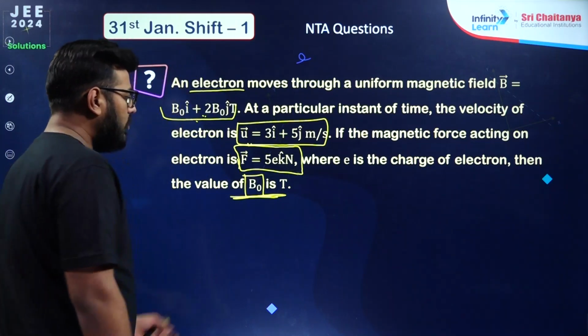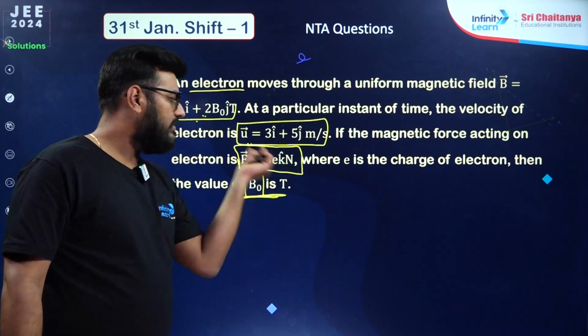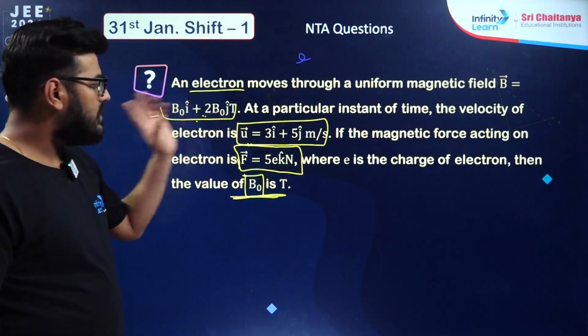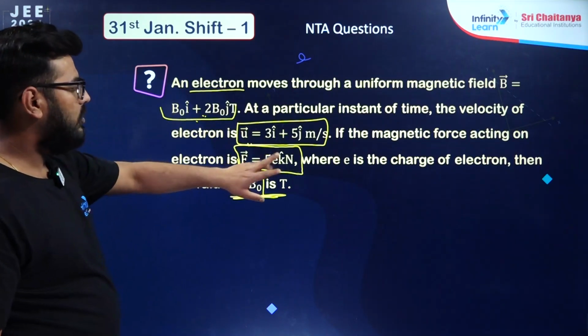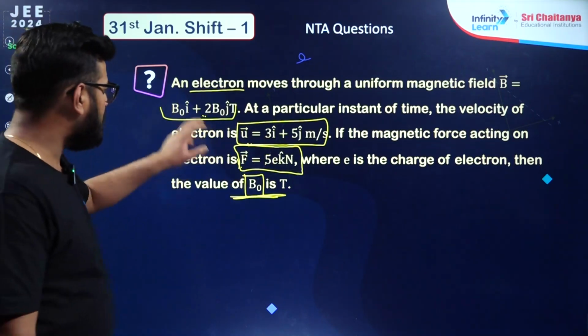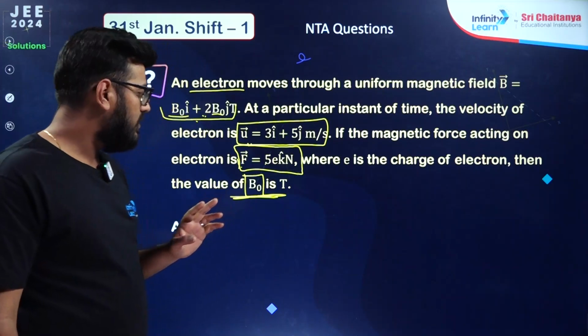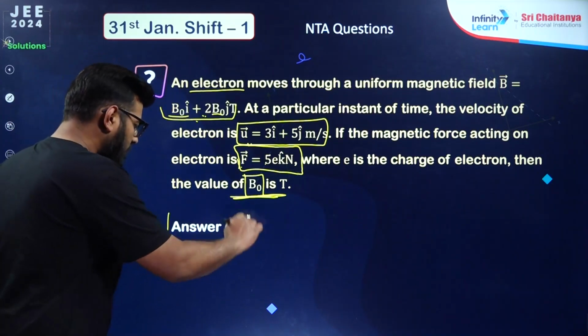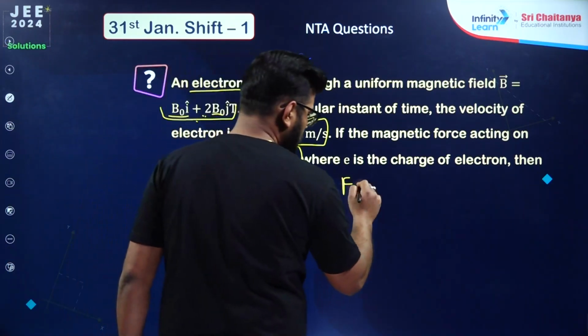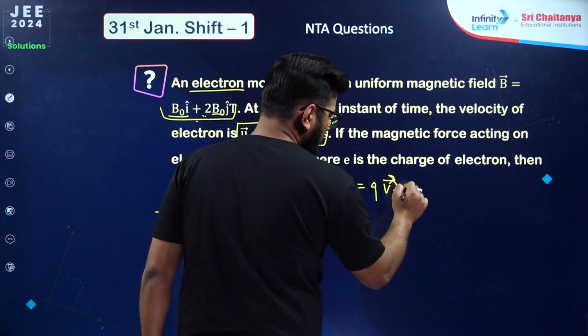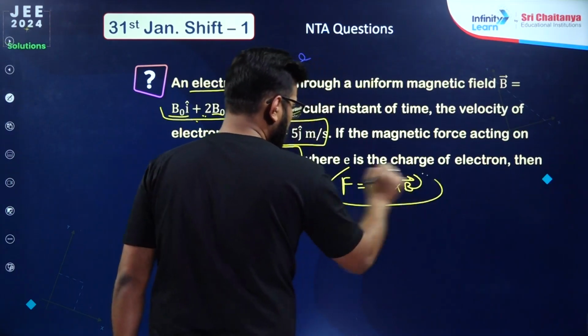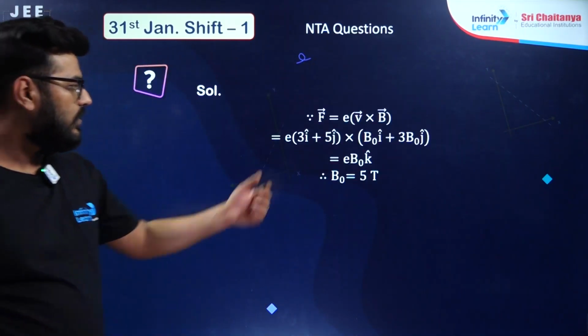So through this, you need to find out B naught value. What is going to be the B naught value if force is given as 5 e k cap? So e is obviously for the charge, that will cancel. So force is turning out to be 5 Newton. So how much is the value of B naught? You can very easily find out, and the answer will turn out to be 5. The formula which we'll be using is q into v cross B over here. A perfect solution is given over here only.